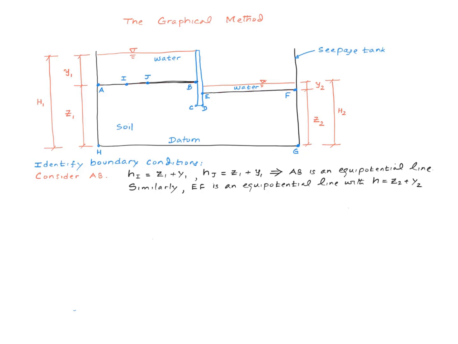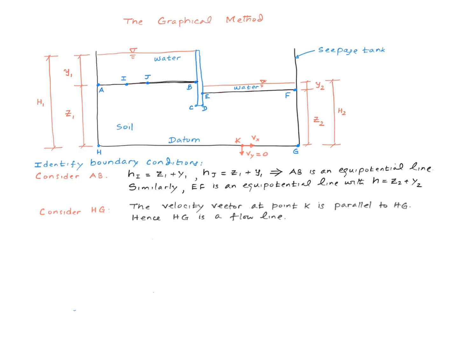The total head on that line is Z2 plus Y2. What about the rest of the boundary? Well, it turns out all the other boundaries are flow lines. Remember the definition of flow lines, right? The velocity vector of water flow at a given point is tangent to the flow line that passes through that point, right? So let me consider the bottom of the tank HG.